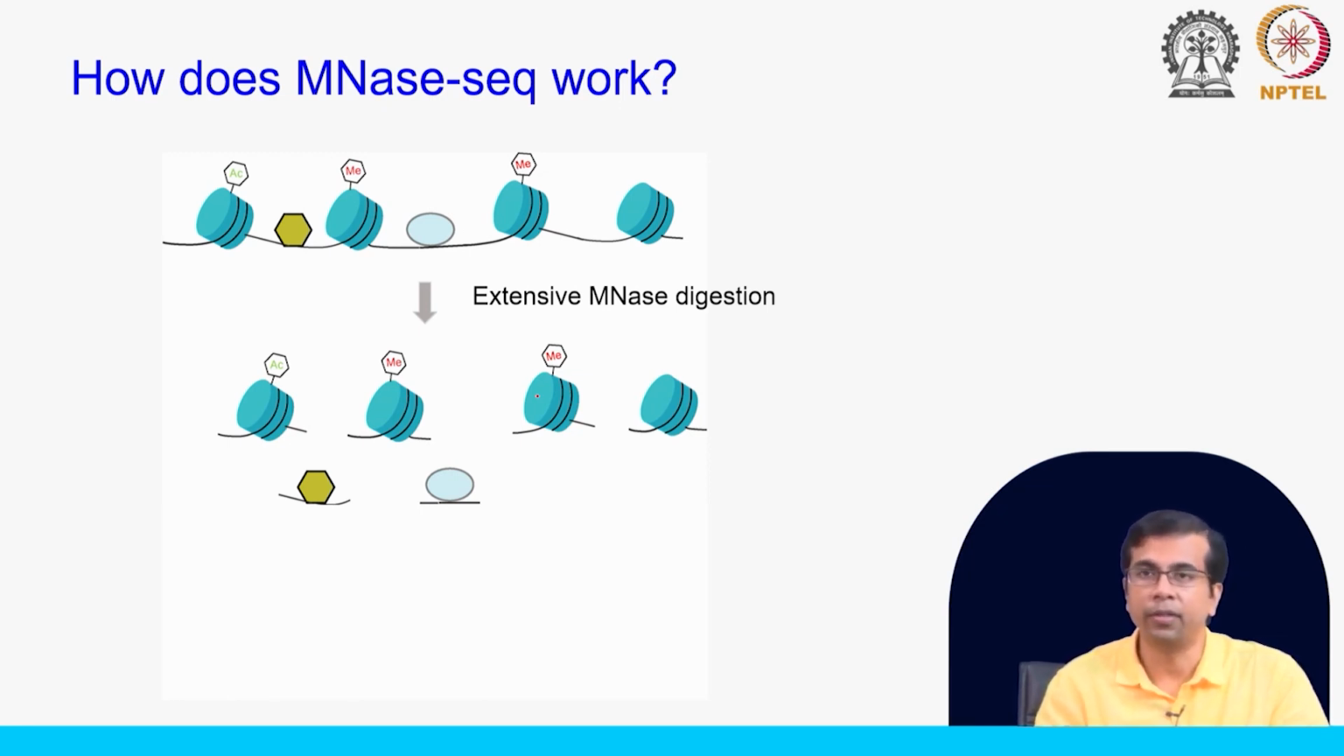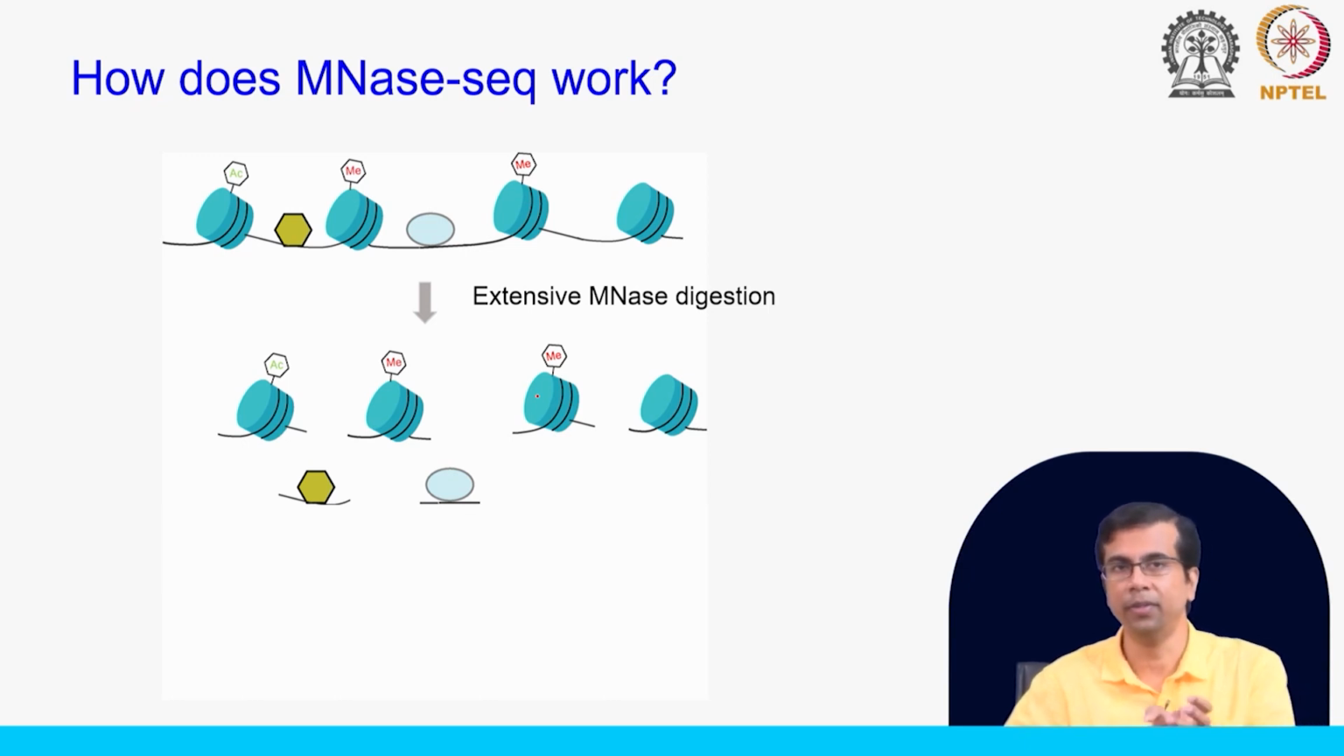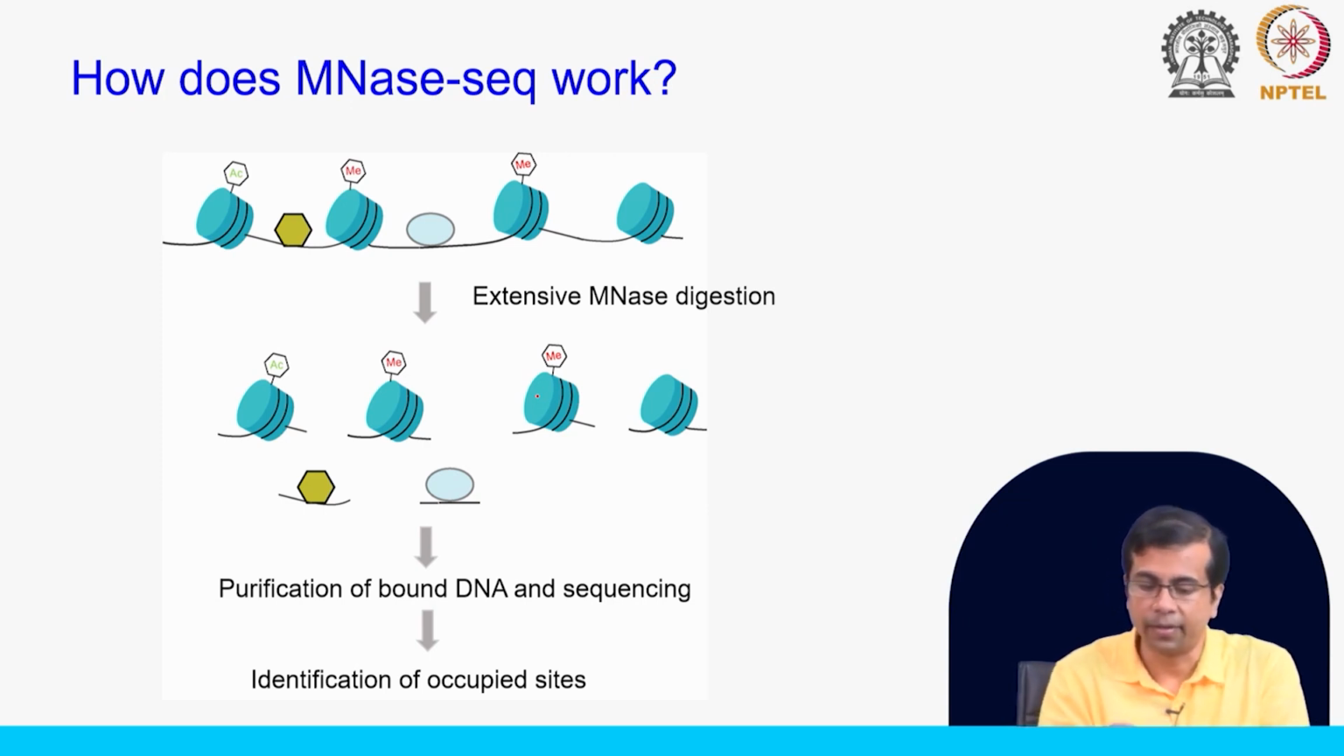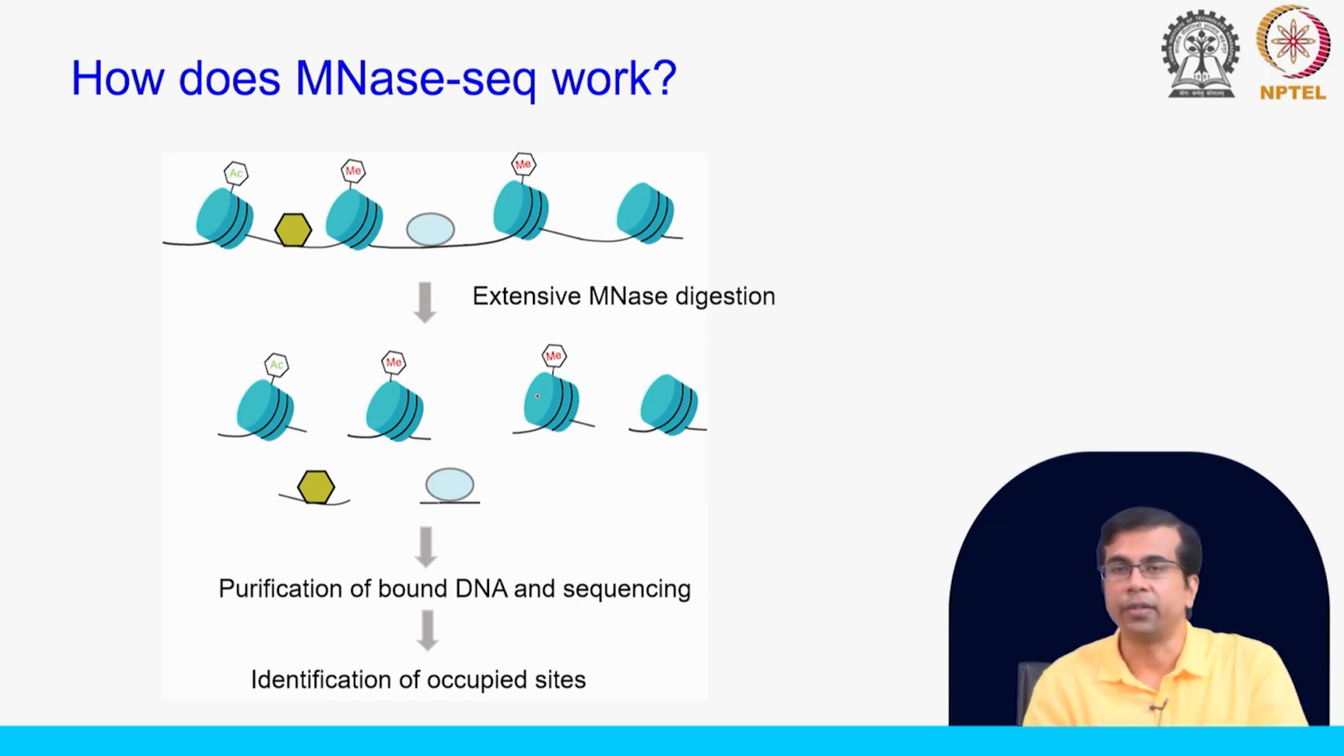So, MNase cannot chew or digest these regions because they are protected by these proteins, whether they are histones or some transcription factors; these regions will be intact. So, what we do then is we purify this bound DNA and then sequence, and at the end again what we will get is the sequences enriched for these occupied sites.